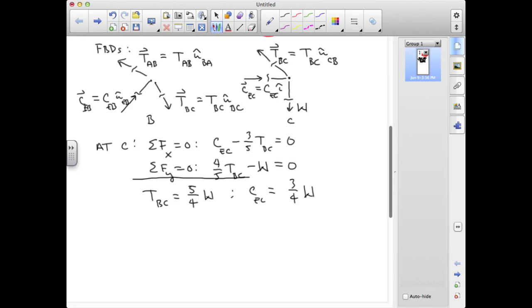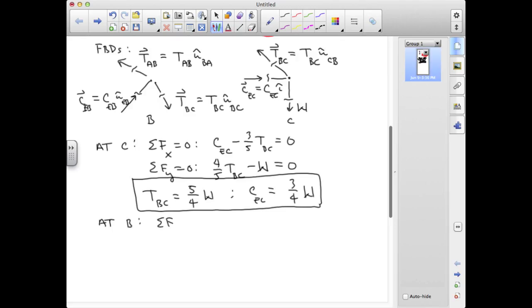The fact that I got positive expressions for both of these numbers indicates that I have represented the signs correctly. So in fact, EC is in compression and can be represented as this multiple of 3/4 on the weight. I can now carry the result of the tension in BC into the joint at B.